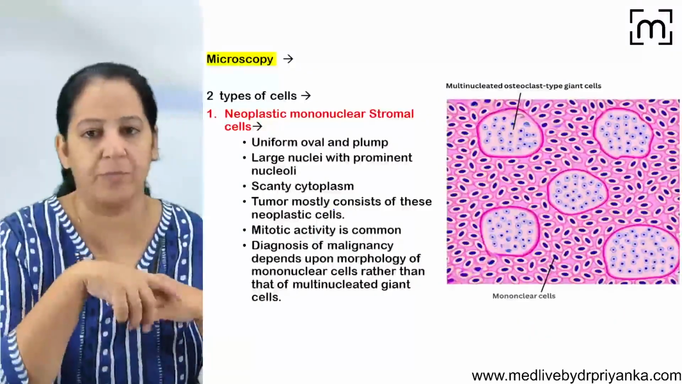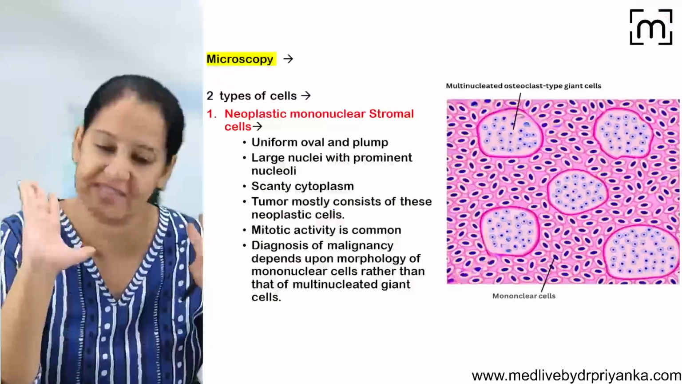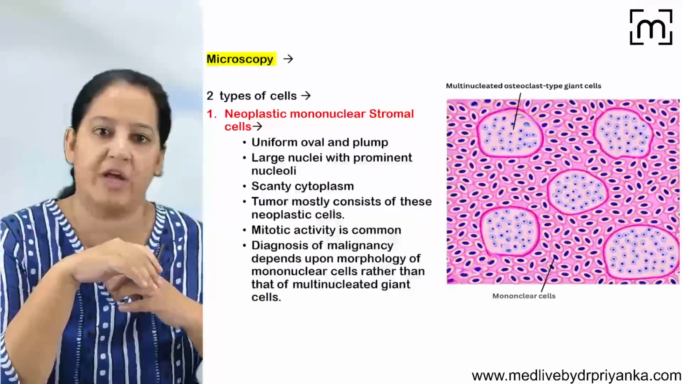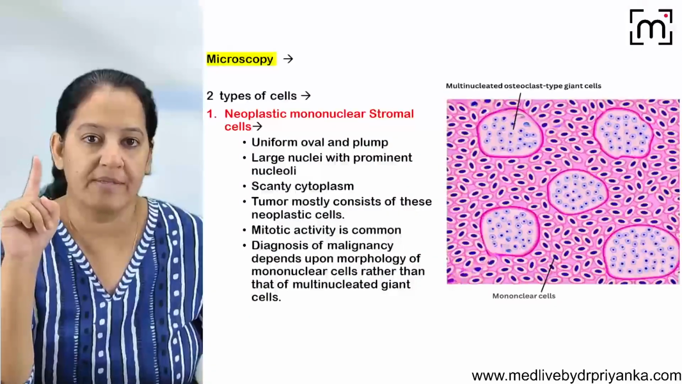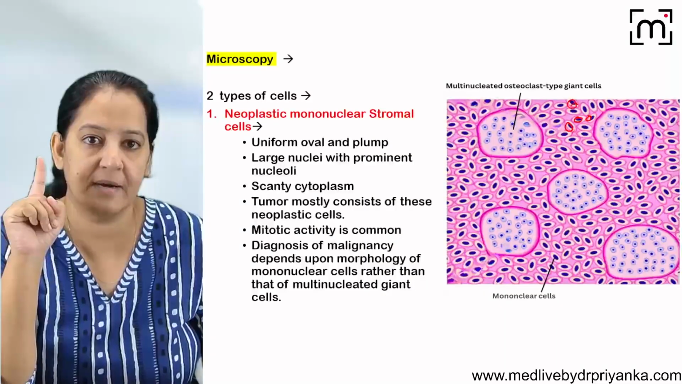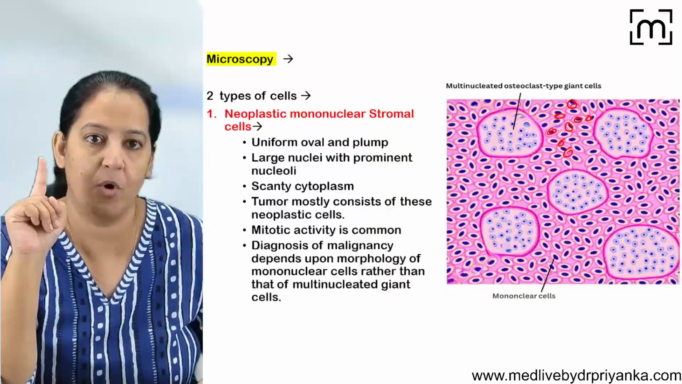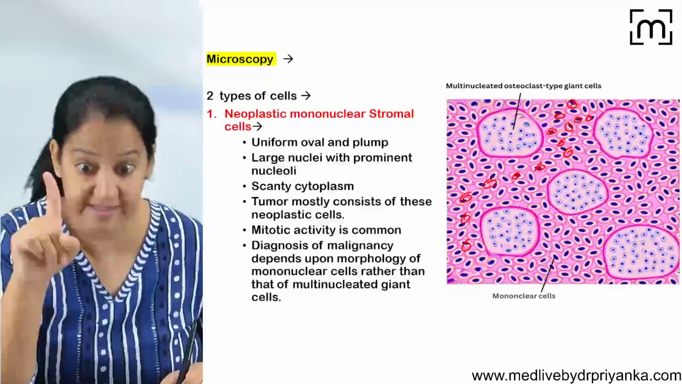Now coming to the microscopy, again we see two types of cells. See the image. Don't read the description, see the image. In the image, you can see two types of cells. What are the two types of cells? You can see these are all mononuclear cells. Neoplastic cells are mononuclear cells. These are tumor cells, all of them neoplastic stromal mononuclear cells, with one nucleus.